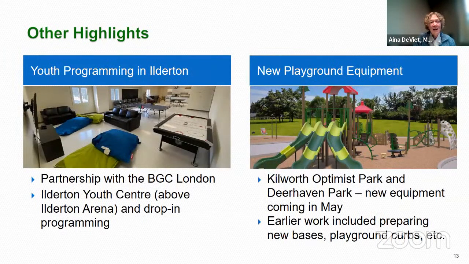This is exciting news. At council, we were all happy to hear that the youth program in Elderton was set up. It's again a partnership opportunity that was explored and implemented. The Boys and Girls Club of London is helping to create programming for youth in Elderton. The space they've got is newly created, above the Elderton Arena area. It was really good to see that the local youth were involved in developing the area, which includes a drop-in area where they can come and play games or take part in various programming offered.